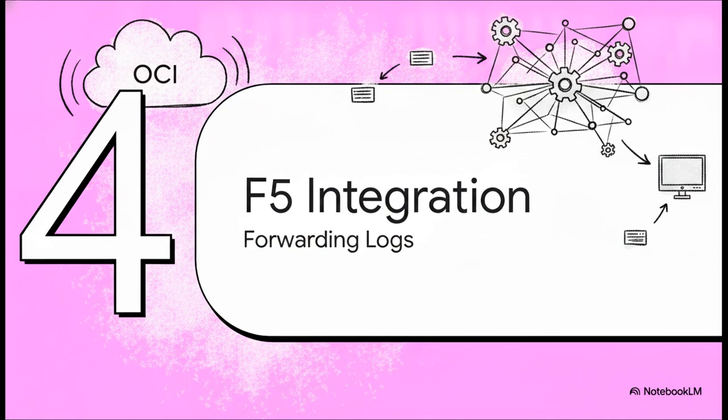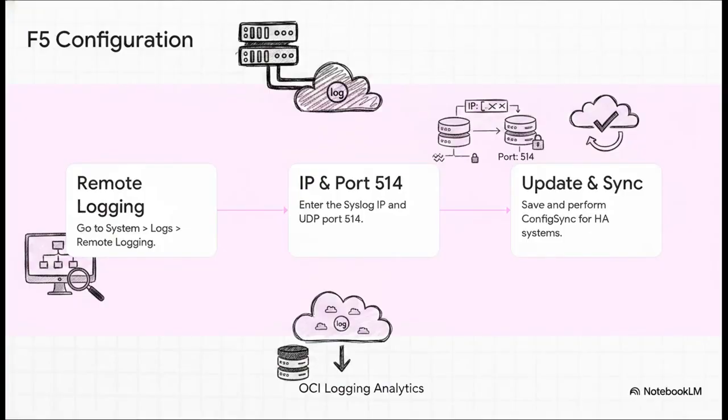Switching gears a bit, let's step into Section 4, F5 integration and forwarding. Okay, so our OCI side is all ears. Now we actually step into the F5 management console, where the configuration utility makes the setup remarkably simple. Under System, Logs, and Configuration, you're going to select Remote Logging. Just punch in the IP address of your new syslog server, specify default UDP port 514, and hit Update. Oh, and quick pro tip, if you're running your Big IP systems in a high availability setup, please do not forget to perform a config sync to push these changes across your device group.